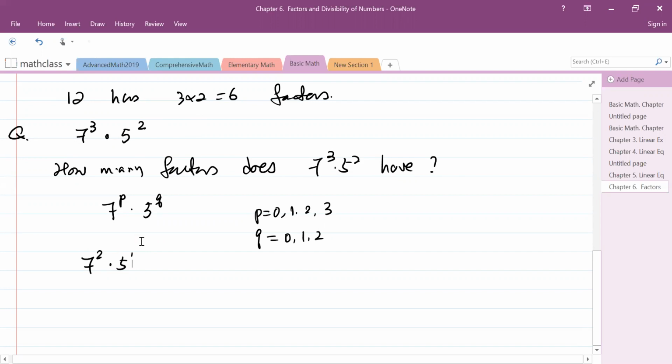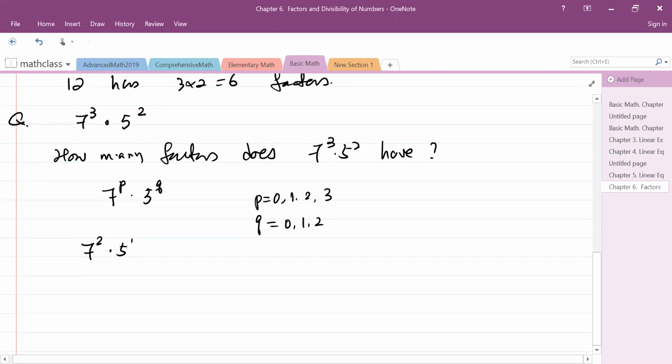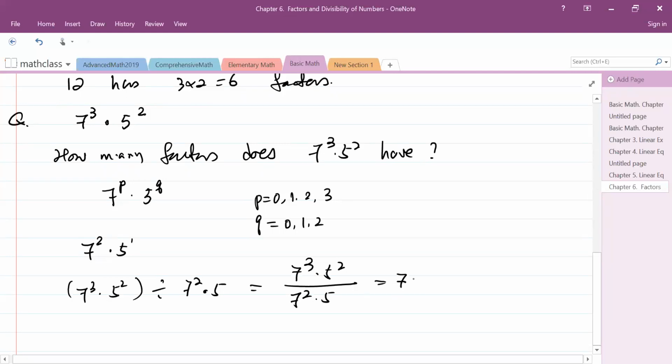And you can actually divide. For example, 7 cubed times 5 squared, divided by 7 squared times 5, and then you can simplify. You can also write it like this, and it cancels some. 7 is left and 5 is left. So the quotient is 35. So indeed, it's a factor.